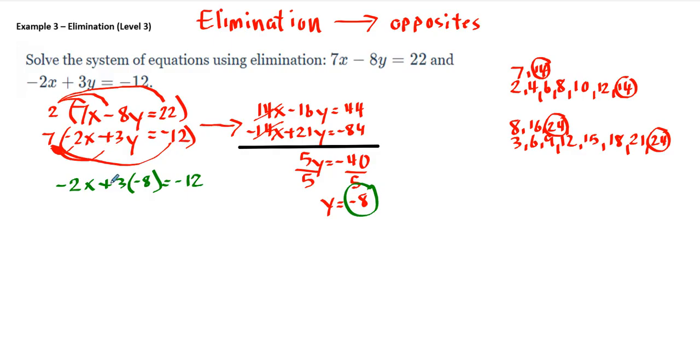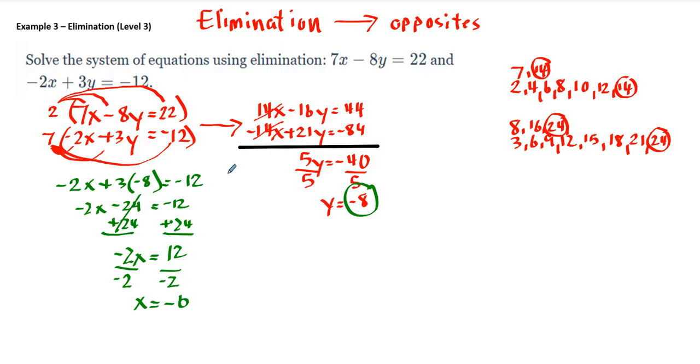Again, that's the second equation. I'll distribute 3 to negative 8 to result in negative 24 to get rid of the parentheses. Bring down the negative 2x. Then I'll isolate this negative 2x by adding 24 to each side of the equation. Again, opposites, that's going to cancel. So negative 2x is equal to a positive 12. And then I'm going to divide by a negative 2 on each side. So x is equal to negative 6.